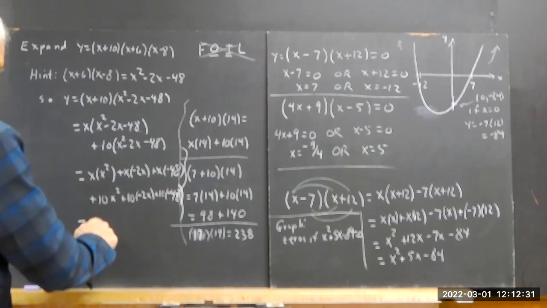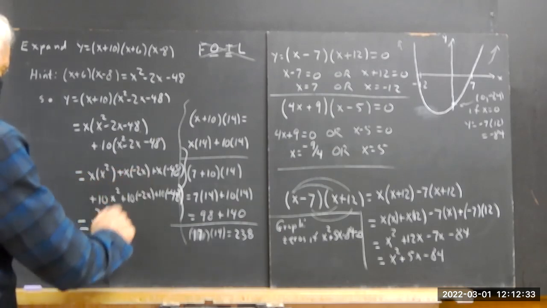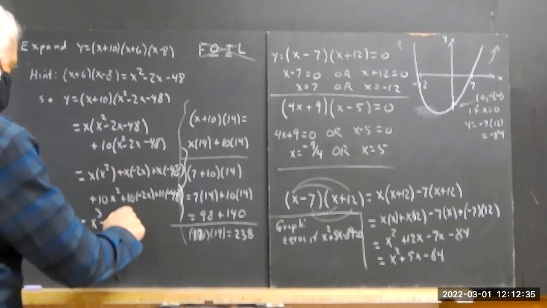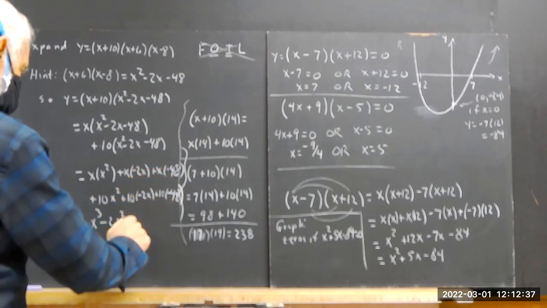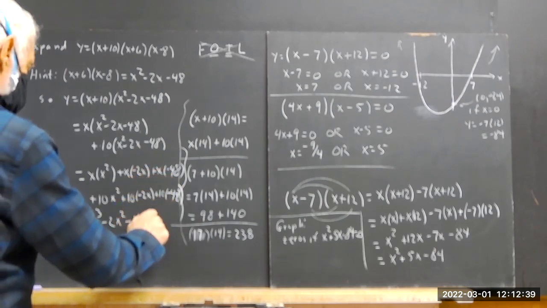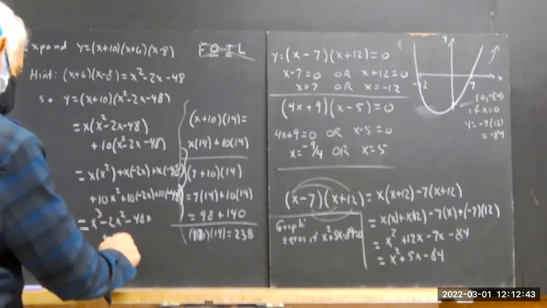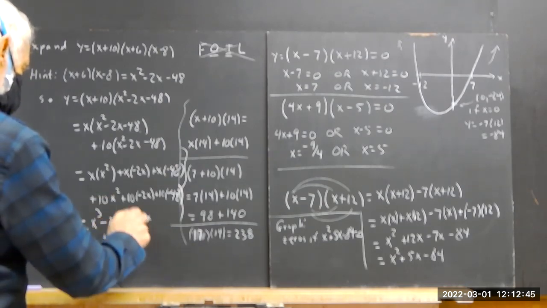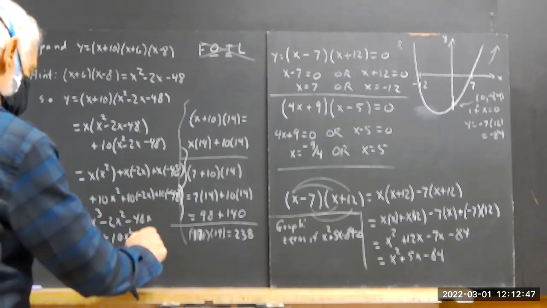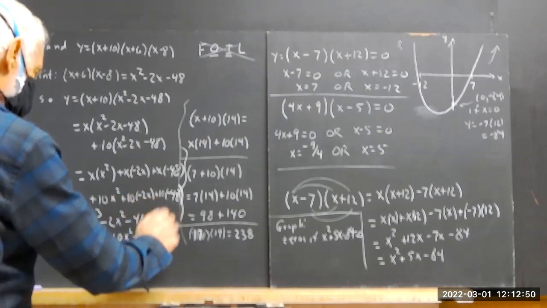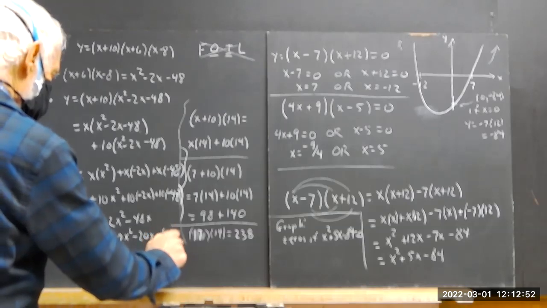x times x squared is x cubed. x times negative 2x is negative 2x squared. x times negative 48 is negative 48x. 10x squared is just 10x squared. 10 times negative 2x is negative 20x. 10 times negative 48 is negative 480.